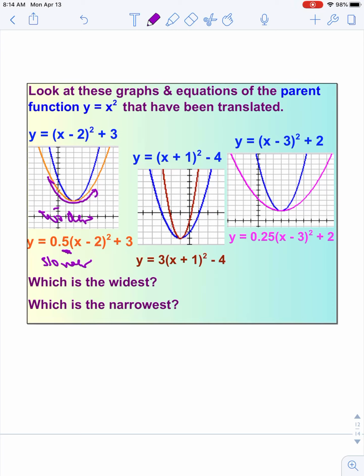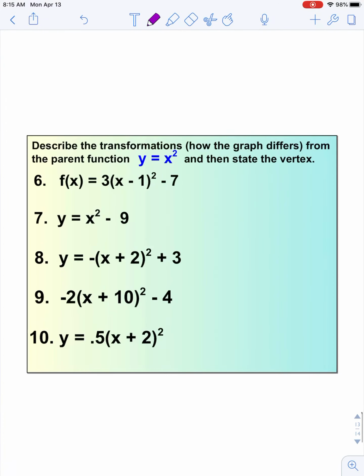Okay, and this red one here is narrower than the parent. It's narrower than this blue one. And again, look at this 3 right there. When we look at transformations, we compare to the parent function right here, y equals x squared. So if I list the transformations, this 3 right here is bigger than 1. The absolute value means it's going up faster, so it's going to be narrower. It's not flipped over because it's not negative.